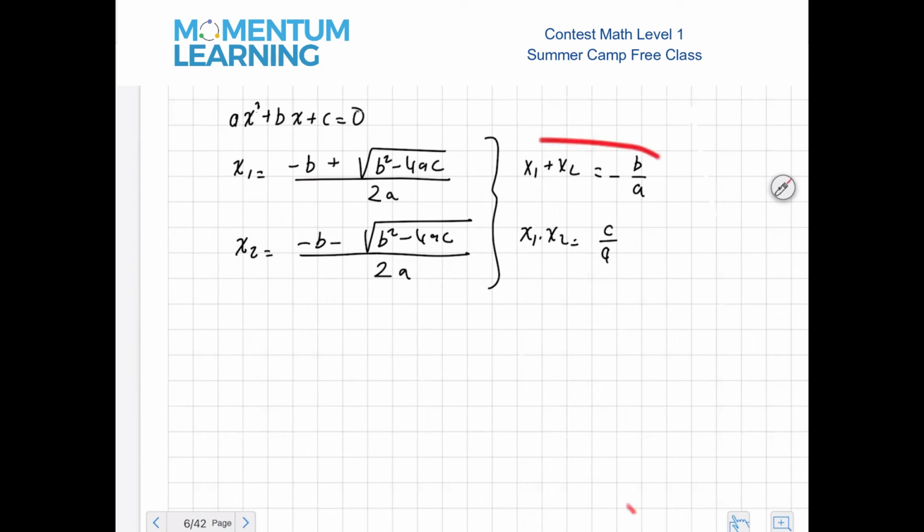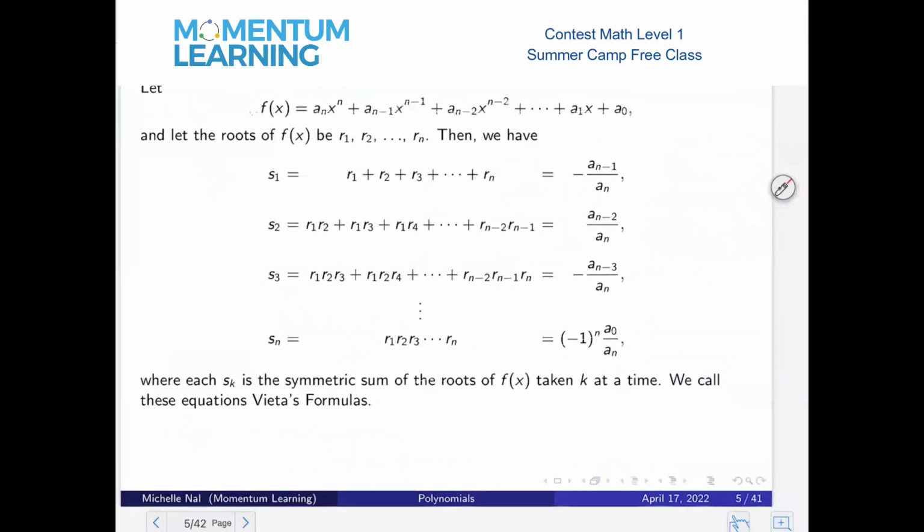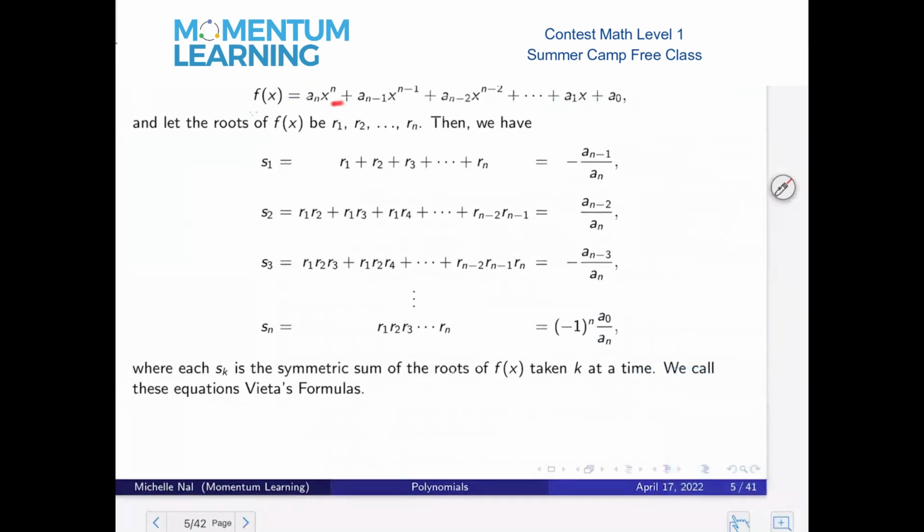Now, sum of the roots is negative b over a. Product of the roots is c over a. Okay. This is what the formula says. But in this formula, it is more general. We have an n degree equation, n degree polynomial.